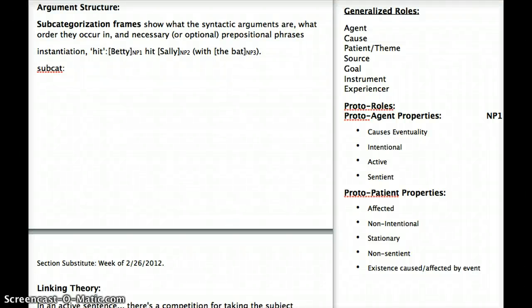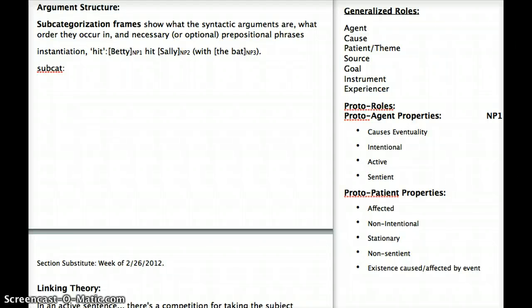So these generalized roles are going to be what we are going to use in our argument structure templates. And one part of the argument structure template is going to be a subcategorization frame. So the template we're going to use to show these syntactic positions is this subcategorization frame. This will show us what the syntactic arguments are, what order they occur in, and whether or not we've got some necessary or optional prepositional phrases in the event structure.